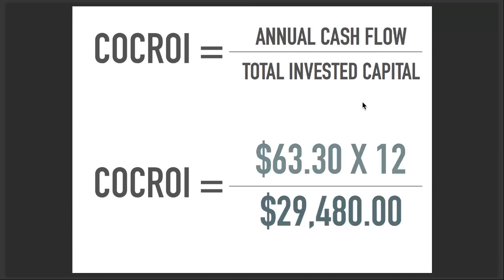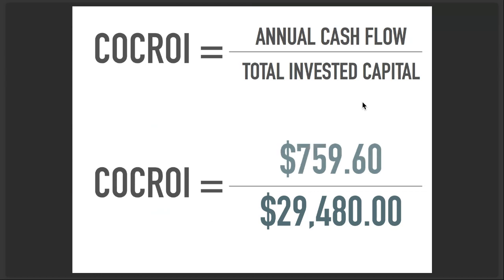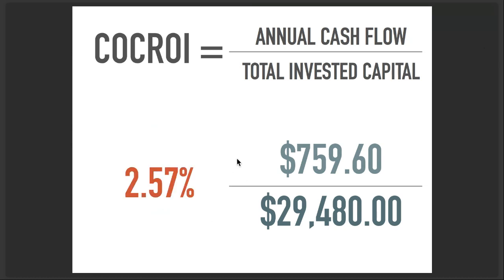Okay, so if that's how much money we put into it, we can take our $63.30 times 12, divide that by $29,480. Well, $63.30 times 12 is $759.60 per year. Divide that by $29,480, and we are left with a cash-on-cash return of 2.57%. In other words, if you put in 30 grand roughly, you're making about 2.5% on your money.